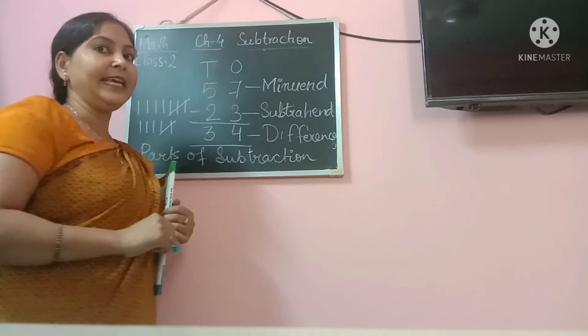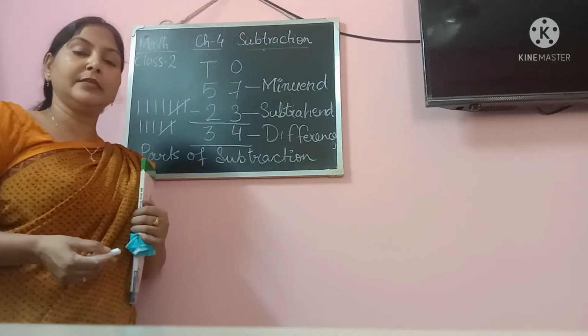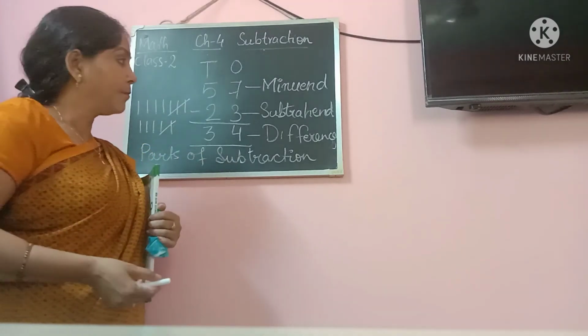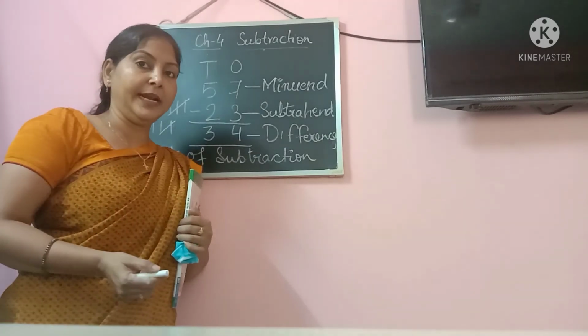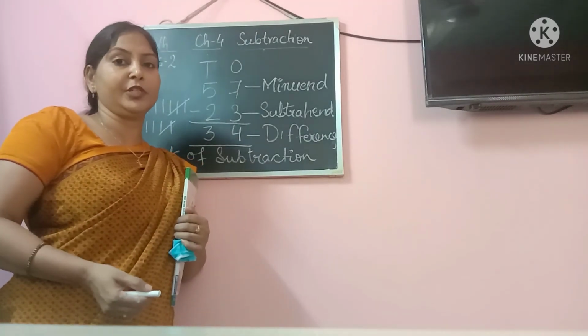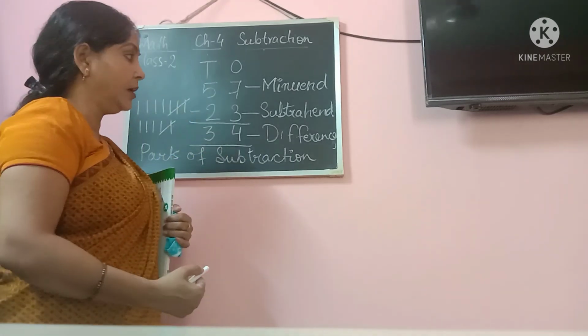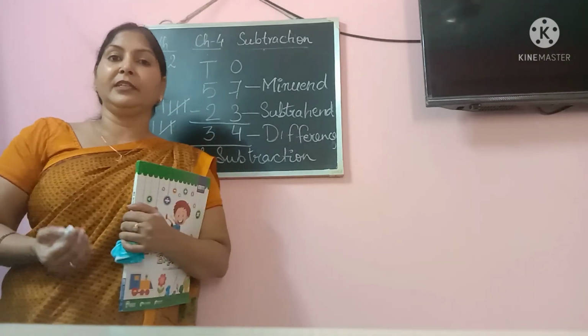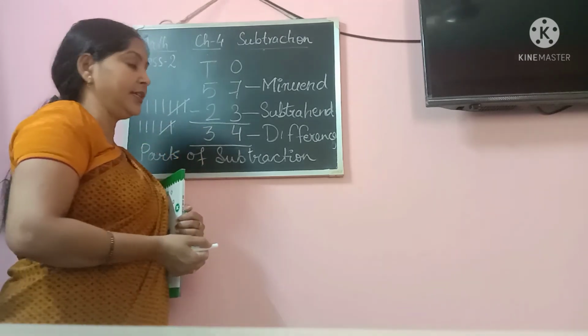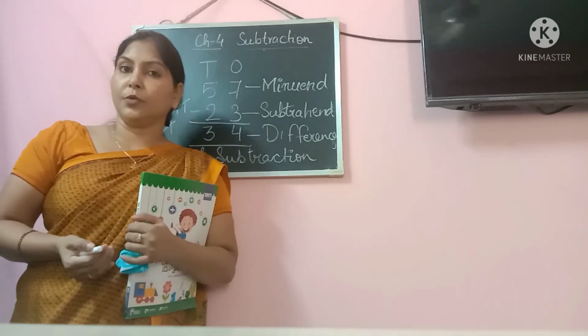Once again I am repeating: what is minuend? Minuend is the larger number. Then what is subtrahend? Subtrahend is the smaller number which is to be subtracted from the larger number, and after subtracting, the result which we get is called the difference.